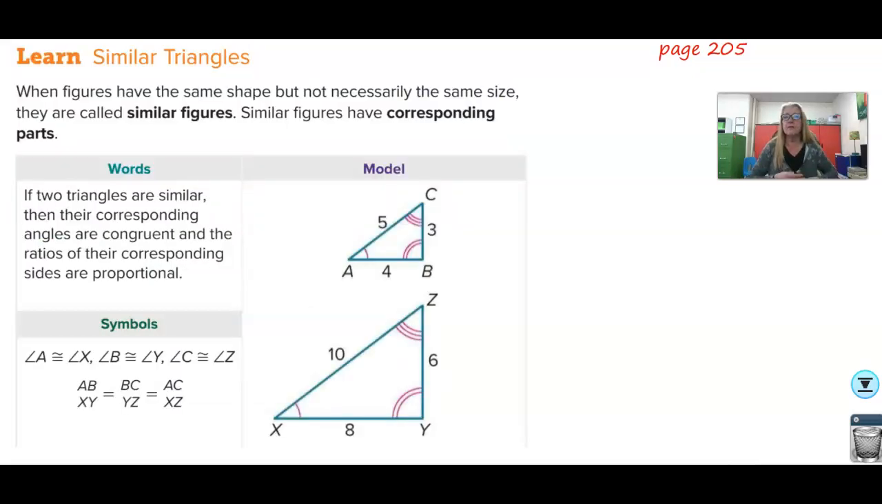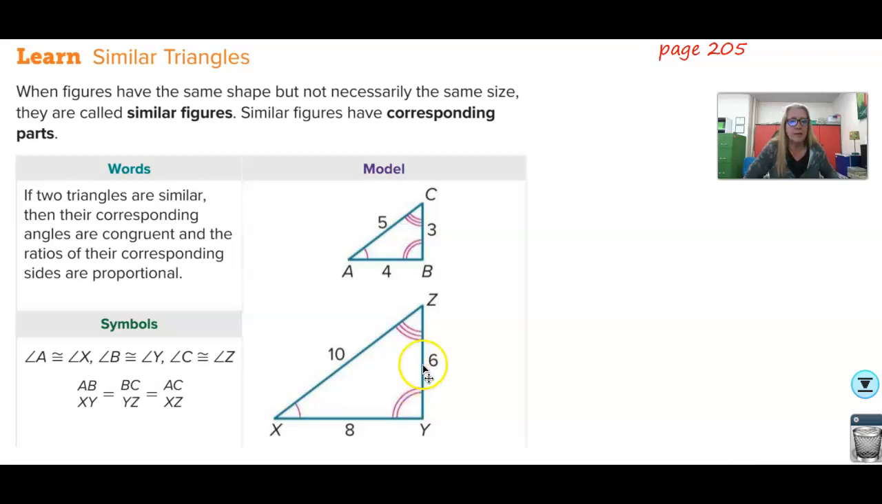Okay. So, when figures have the same shape, but not necessarily the same size, they are called similar figures. Similar figures have corresponding parts. What that means is that they have corresponding angles and sides. These two triangles are similar. They're the exact same shape, but they're different sizes.